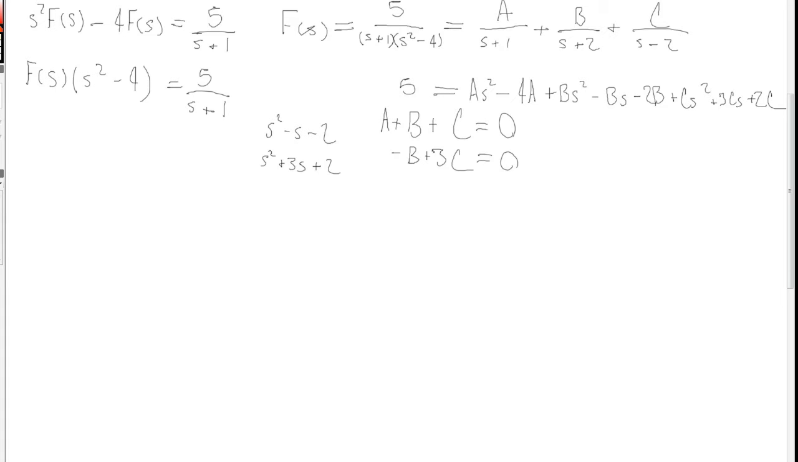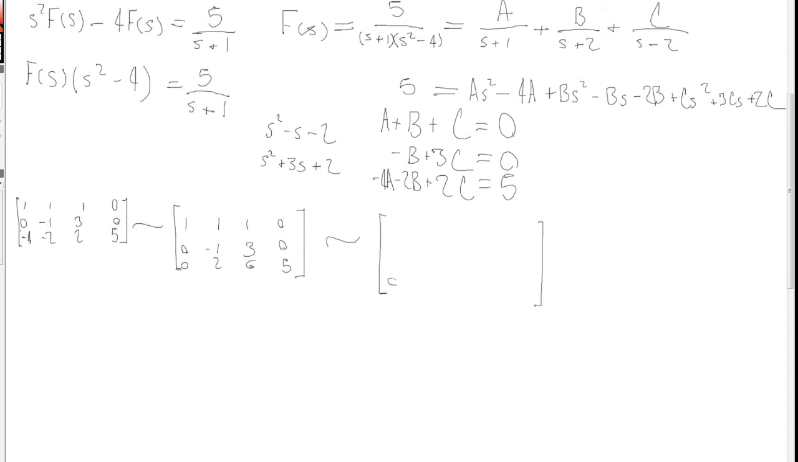And finally, negative 4A minus 2B plus 2C is equal to something. It's 5, because there's a term of degree 0. I'm going to convert this into a matrix all the way over here. Row equivalent to what? Let's multiply the top row by 4 and add it to the bottom row. So that's 0, that's 2, that's 6, and 5.